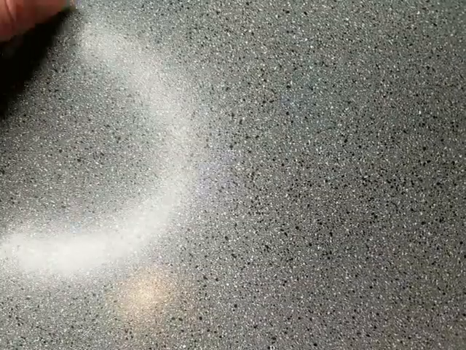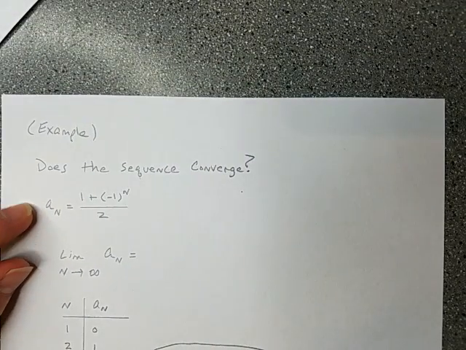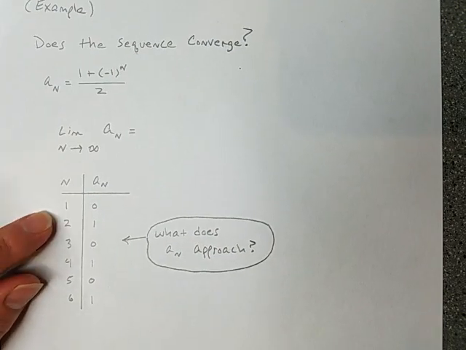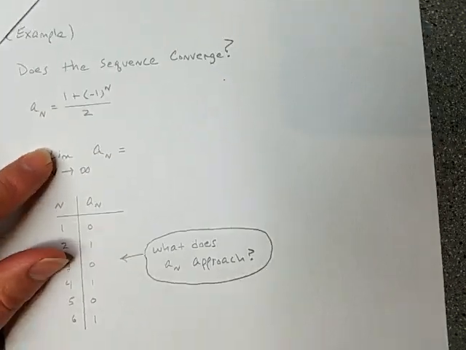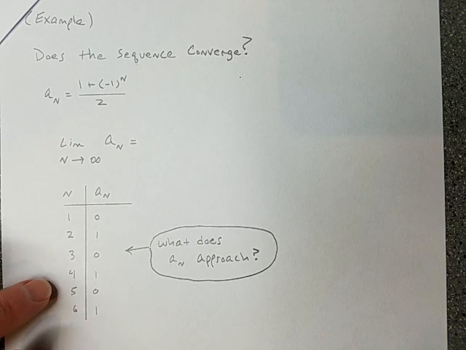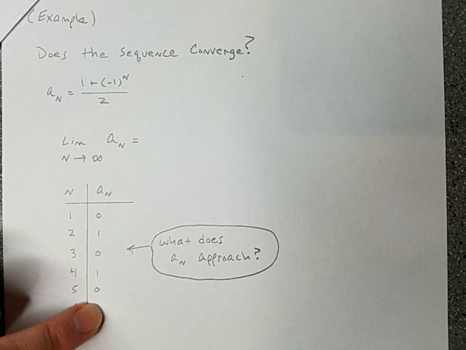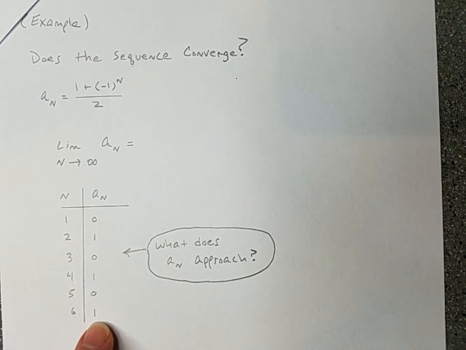All right, so let's look at some examples. I want to do this one by a table. Does this sequence converge? Okay, well, let's see. It's (1 + (-1)^n)/2. First term, 0. Second term, 1. Third term, 0. Fourth term, 1. Fifth term, 0. Sixth term, 1. All right. Do the terms get closer and closer to anything?